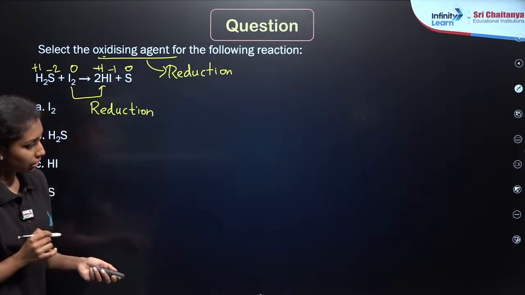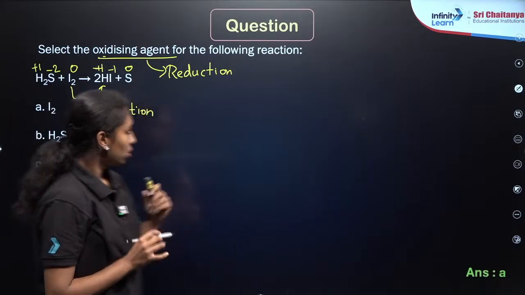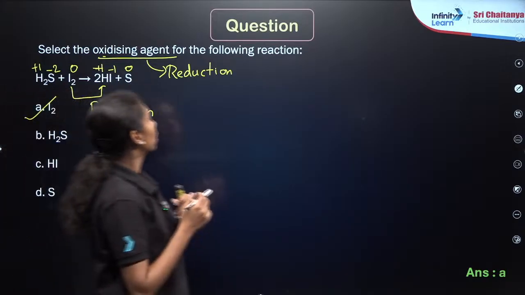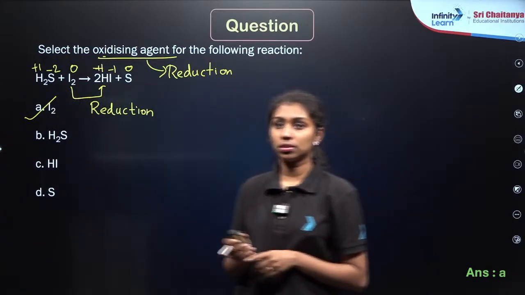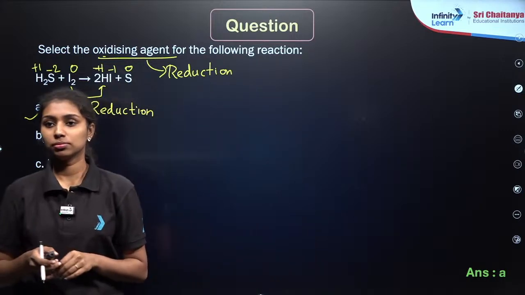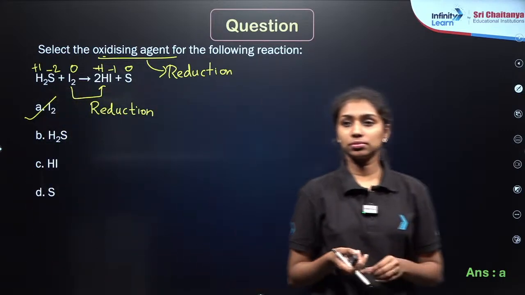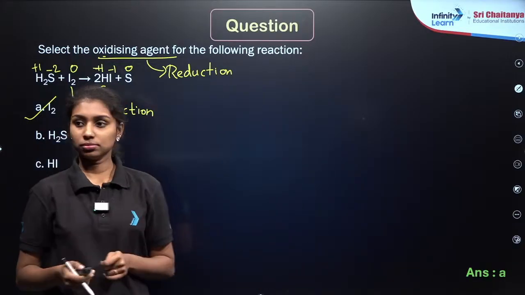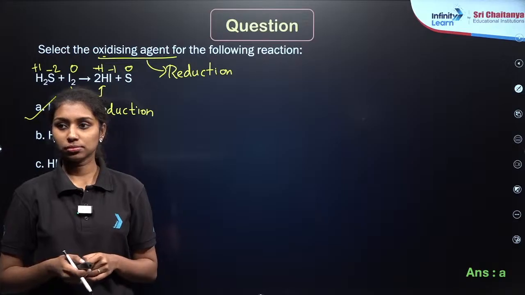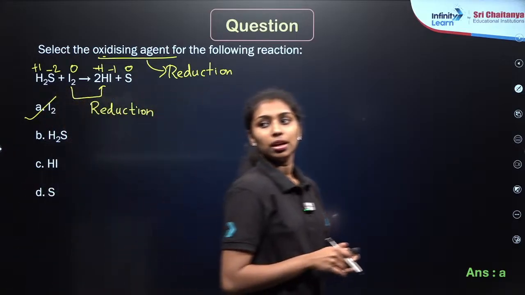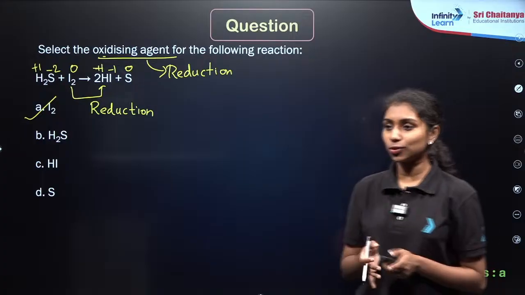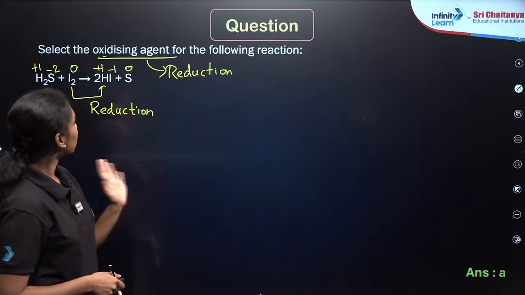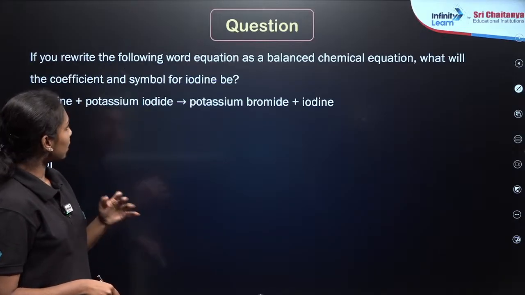So what will be our answer? Option A, which means iron will be the oxidizing agent which is used in the particular reaction. Is that clear? As in the case of the last question, chlorine is the correct one, reduction. First thing we need to check the oxidation number for each of the reactants and products. Now let me move to the next question.